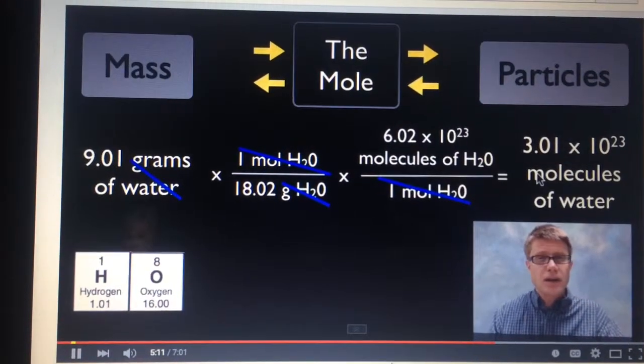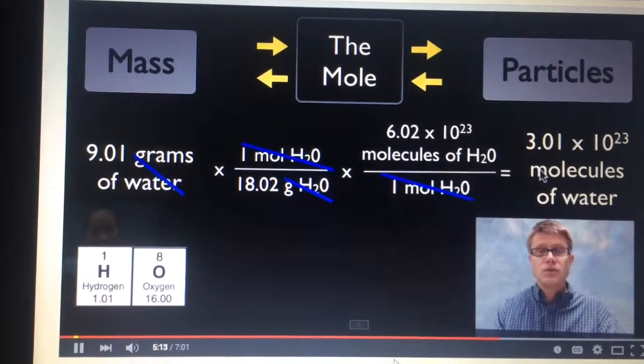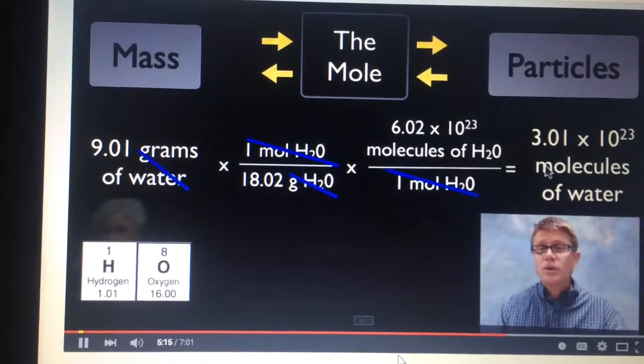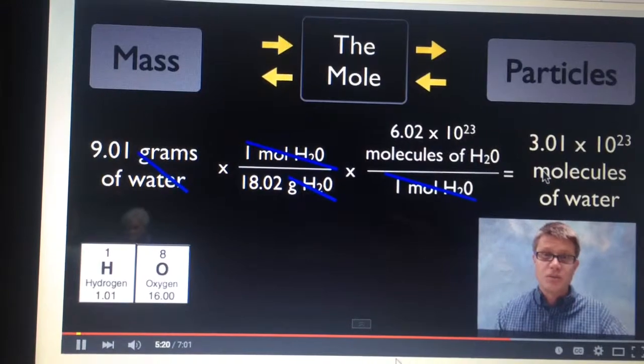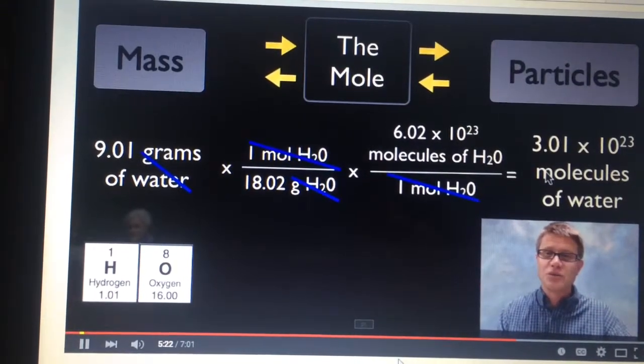Wrap your head around that for just a second. 2 teaspoonfuls of water, the number of water molecules found in there would cover the Earth in marbles, if we converted those molecules to marbles, 1.5 miles thick.